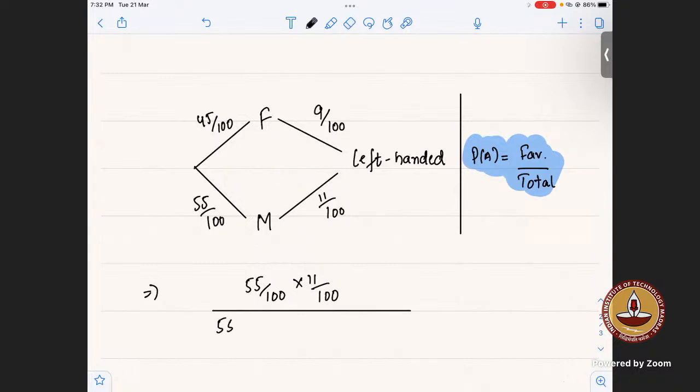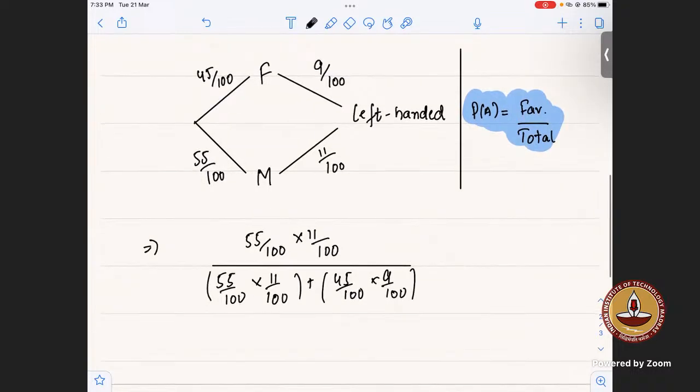It will be either the person is a male and left-handed, or the person is a female and she is left-handed, right? This is our favorable case, that the person is a male and he is left-handed. And the total cases in which the person is left-handed can be either a male and left-handed, or a female and left-handed. The 100s will cancel throughout, and we are left with this simple calculation.